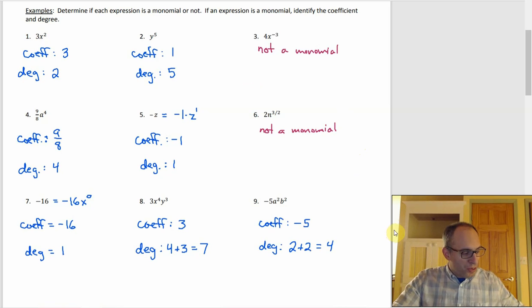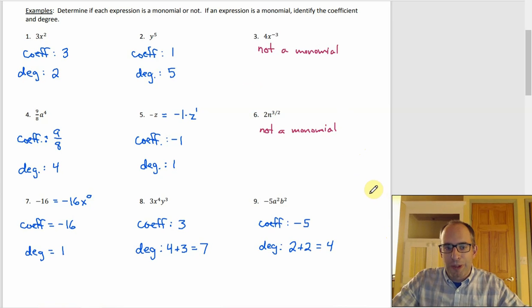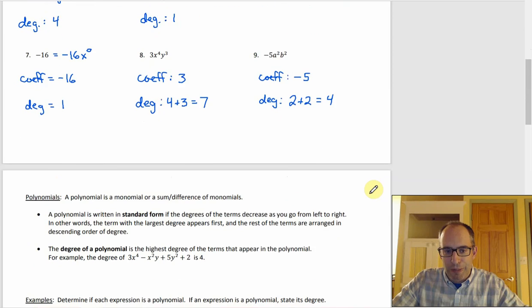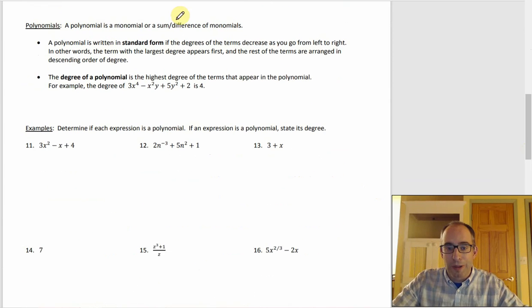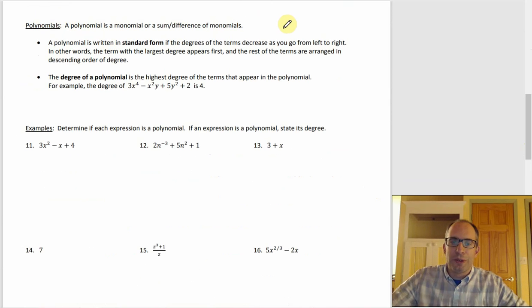Okay, so I think that takes care of everything that could happen with a monomial, and now we can move up to polynomials. So if you just think about the prefix on that word, the poly, you can think, okay, well, if a monomial, mono is 1, poly is many, so more than 1. So that's what we're going to have. We're going to have more than 1 term generally, although technically monomials are polynomials. Just polynomials with a single term. But usually when people think of polynomials, they think of ones with multiple terms.